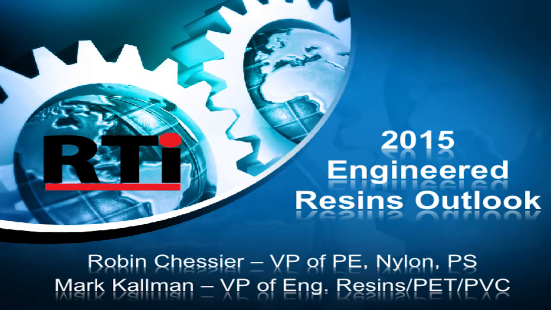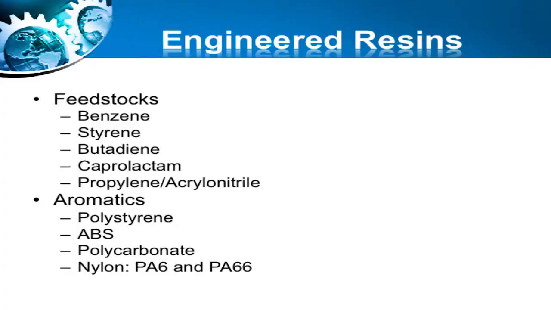This afternoon, I'm going to talk a little bit about the aromatic side of the equation. We're going to hear a lot this afternoon about the C2s and C3s, the ethylene and the propylene side, which do impact the engineered resin space. But as we talk feedstocks, we're going to talk about those that are a little more unique to the aromatic side of the chain, which includes benzene, styrene monomer, butadiene, as well as caprolactam. And, as Sam said, the resins we'll cover are the four listed there.